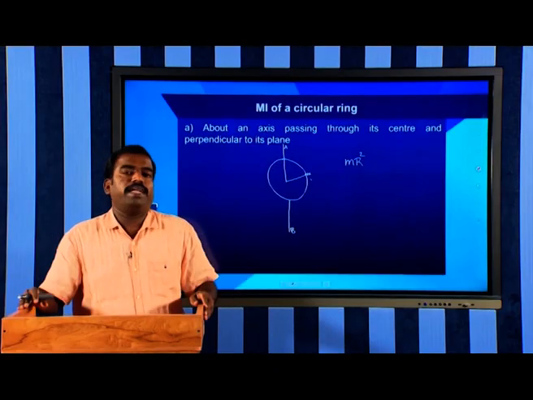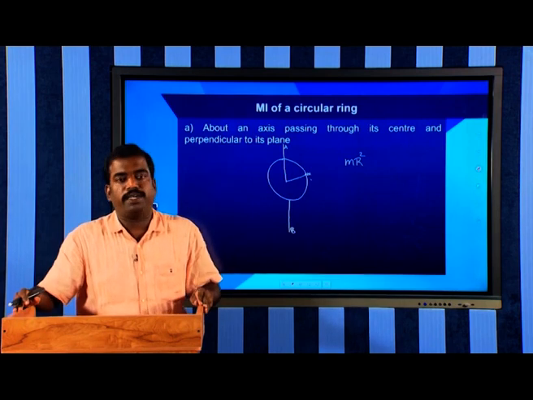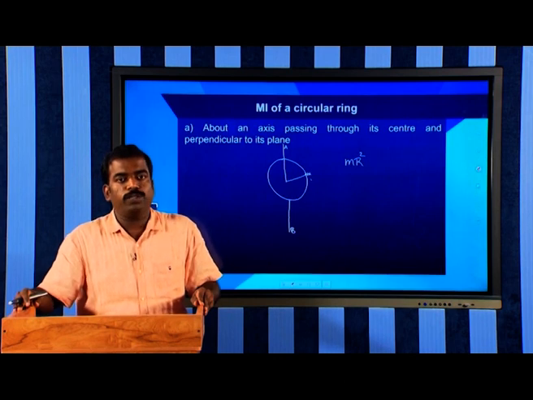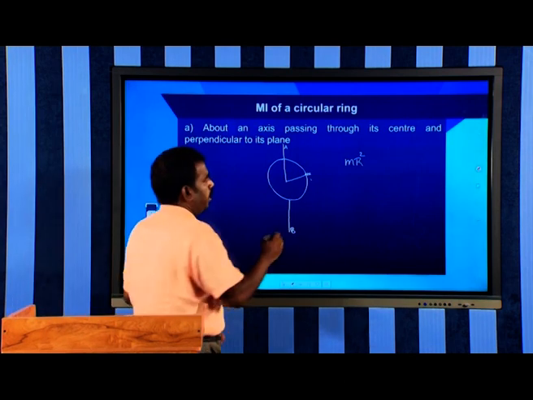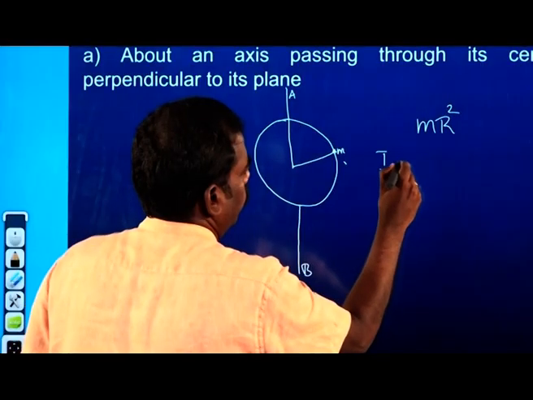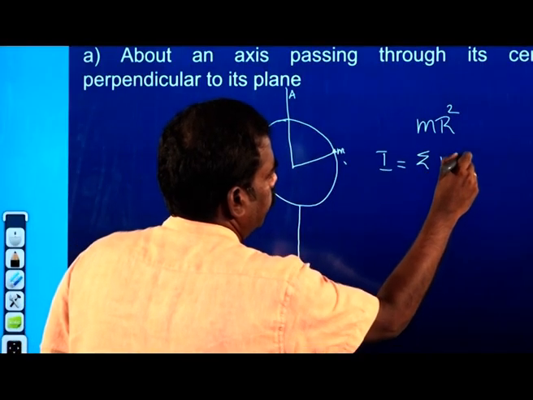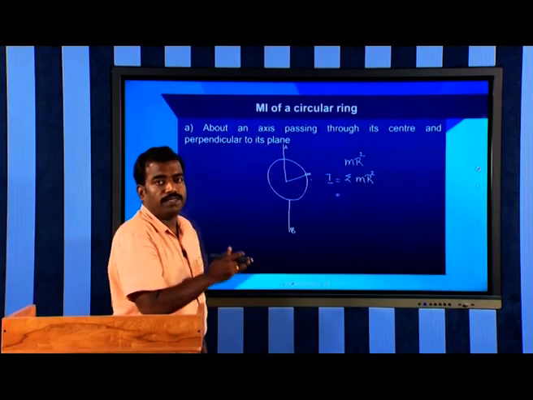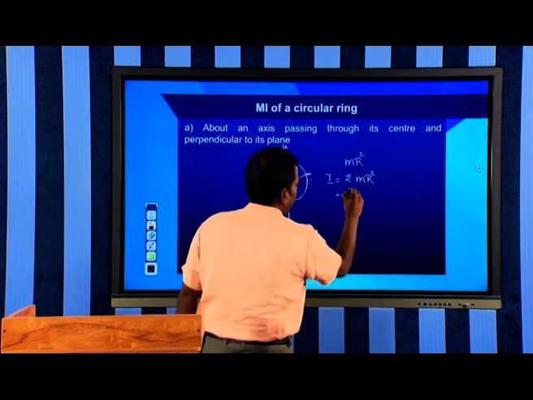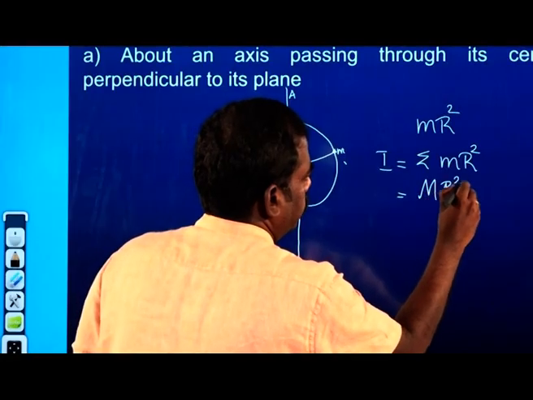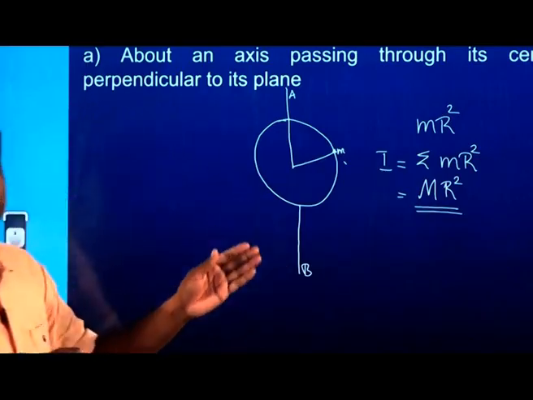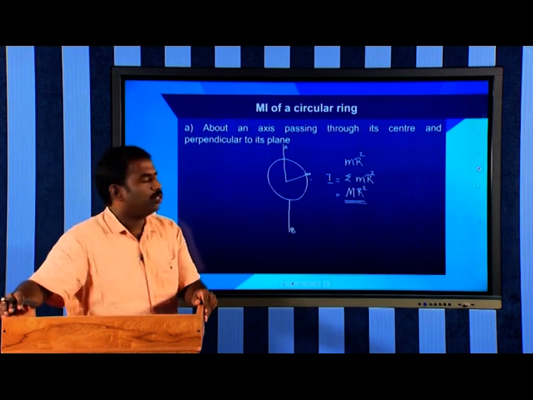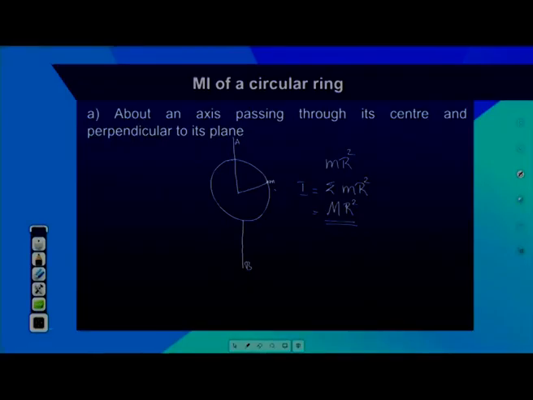And you know the ring is made up of a large number of such particles of mass small m. So, the moment of inertia of the ring about the axis AB is given by I equal to sigma m r square, which is nothing but, since sigma m is the total mass of the ring, capital M into r square. So, this is the moment of inertia of the ring about an axis passing through its center of mass and perpendicular to its plane.